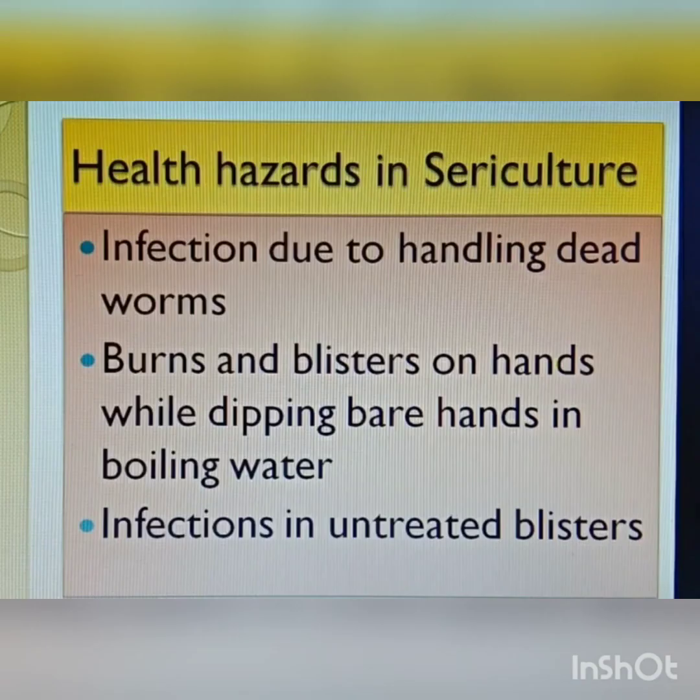Moreover, the workers who remove silk fibers from the cocoon inhale vapors, fumes, and dust. This can cause respiratory diseases like asthma and bronchitis and can also lead to allergies.